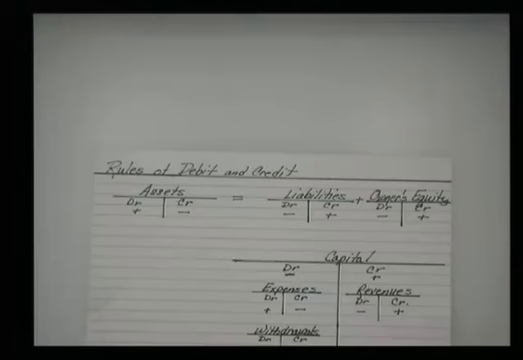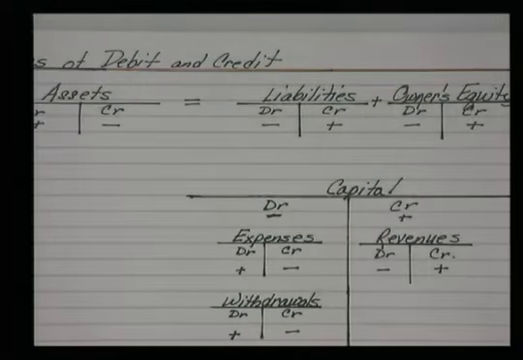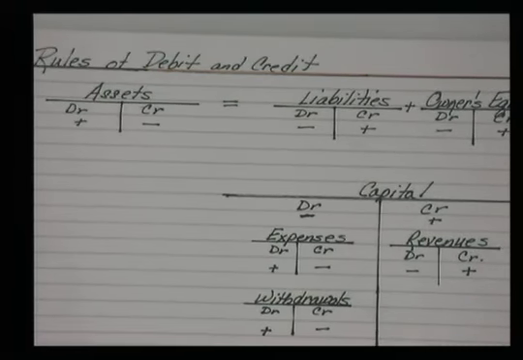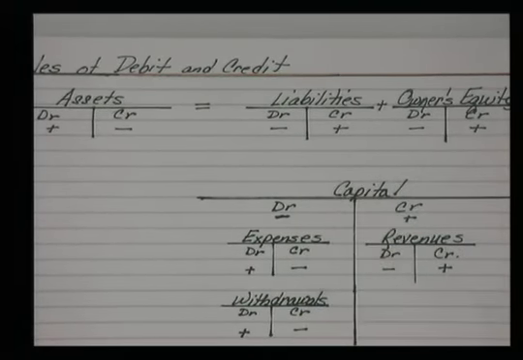As you are going through this chapter and starting to do transactions, you might want to create an index card with the rules of debit and credit on there. I will now illustrate an example of an index card. This is my card, and as you notice, it's just very simple. Up here is my accounting equation. Assets equals liabilities plus owner's equity.